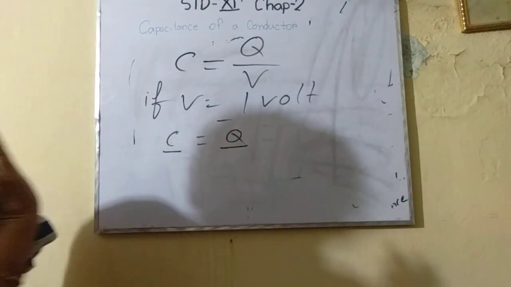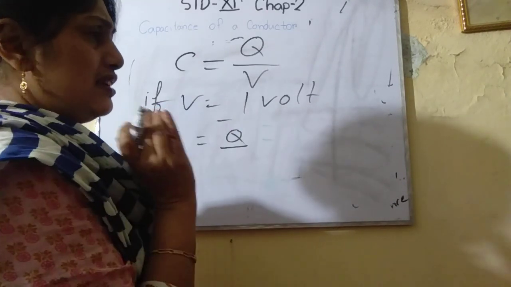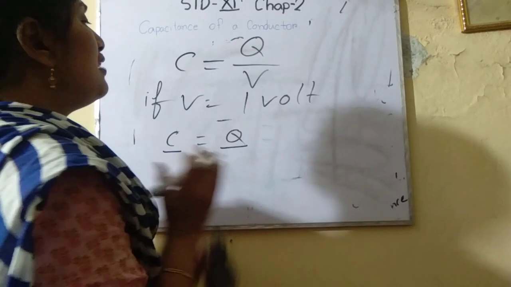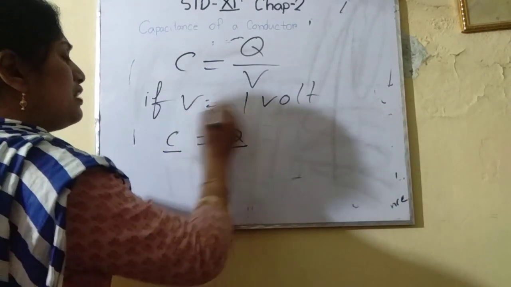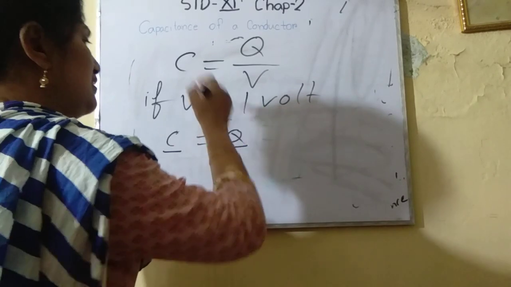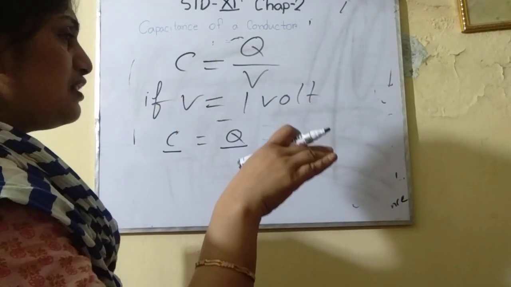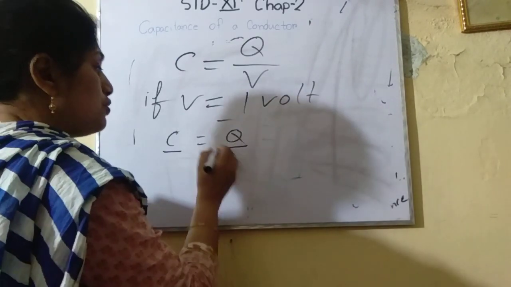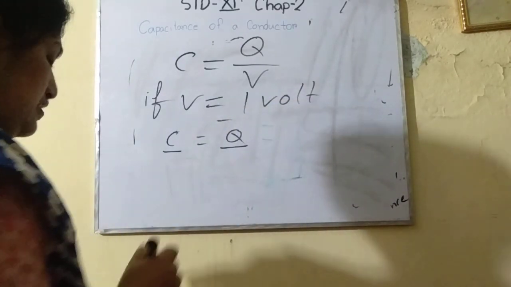Do you understand? I have told you several times, no need to memorize any definition. Just see the formula and you will learn the definition very easily. Look, V equal to 1 volt. That means if we want to maintain 1 volt potential difference between the two plates, then the amount of charge that will be stored there is called the capacitance of the capacitor.